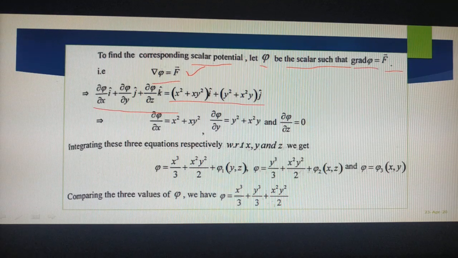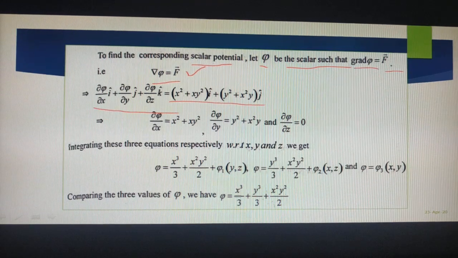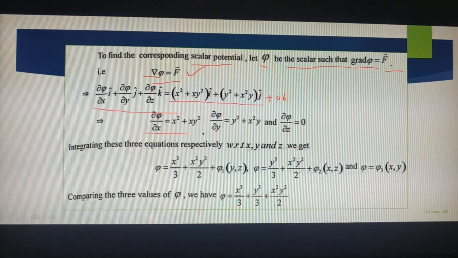Of course in this vector field there is no third component, so you can take that third component as 0k cap. Just equate both sides, both vectors are equal. Del pi is also a vector quantity. What did we get? Dou pi by dou x is equal to x square plus x y square. Dou pi by dou y is equal to y square plus x square y, and dou pi by dou z is equal to 0. Now we need to get your phi function.